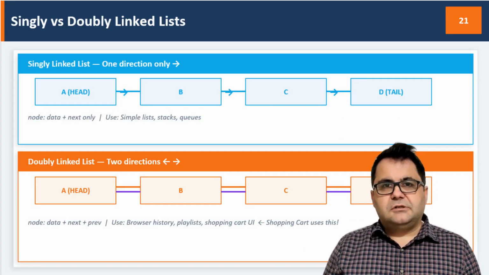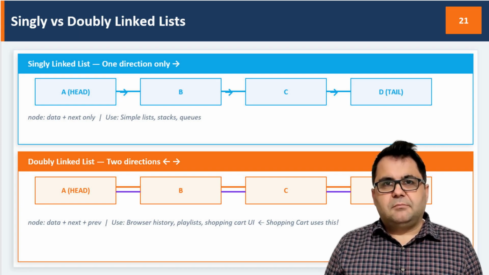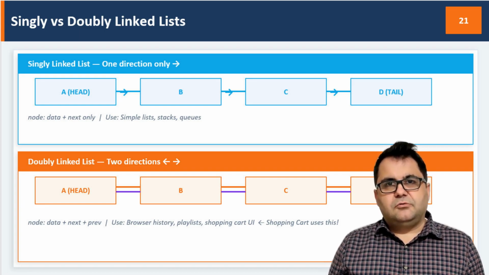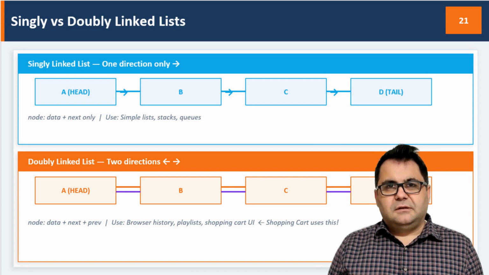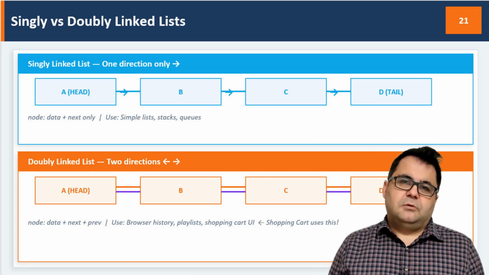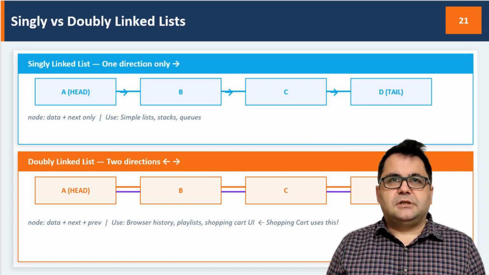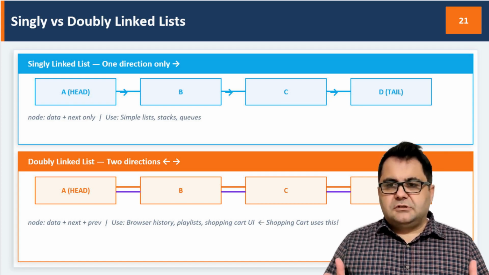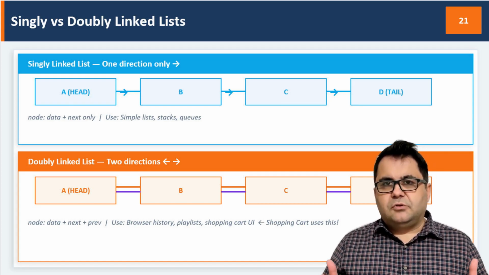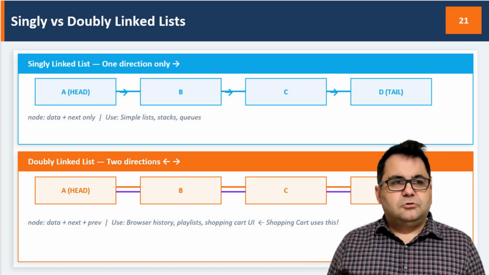First, singly linked list. Each node has data plus next pointer. You can only move forward, like a one-way street. Visual, boxes with arrows pointing right, from A to B to C to D to None. Use cases, simple lists where you only need forward traversal, stacks, queues.